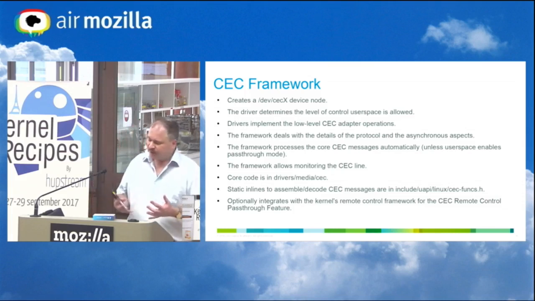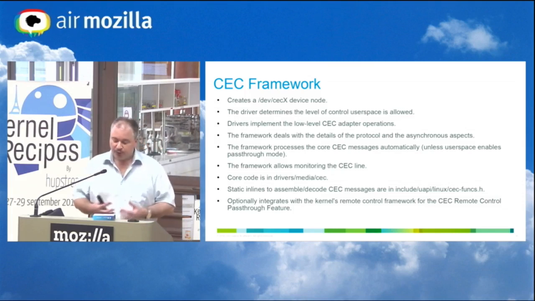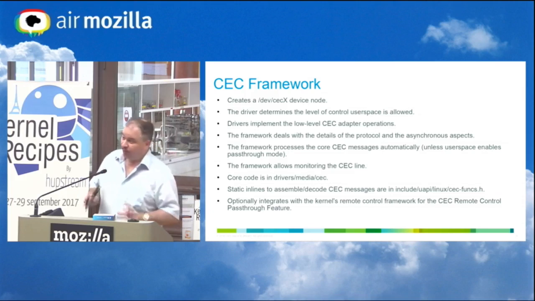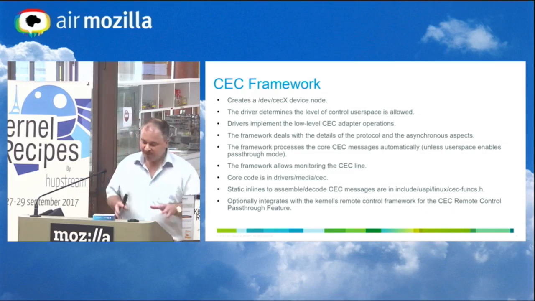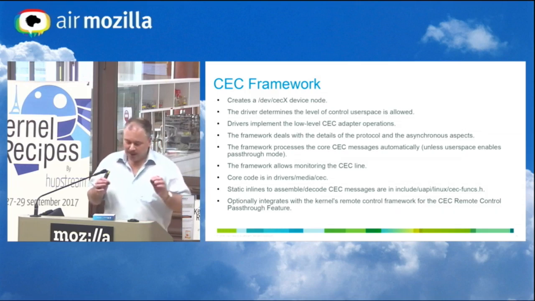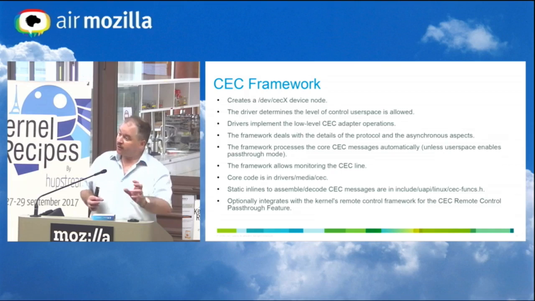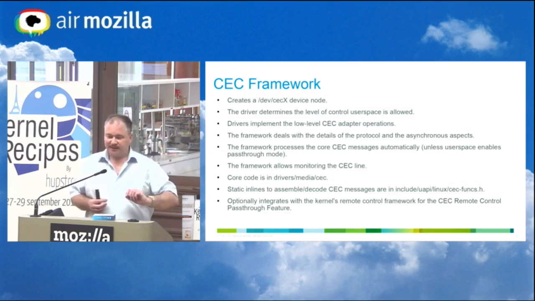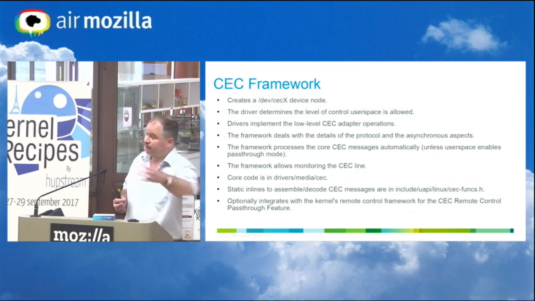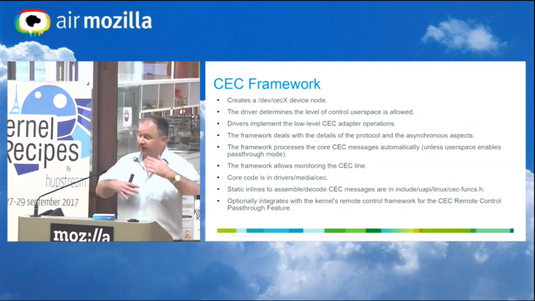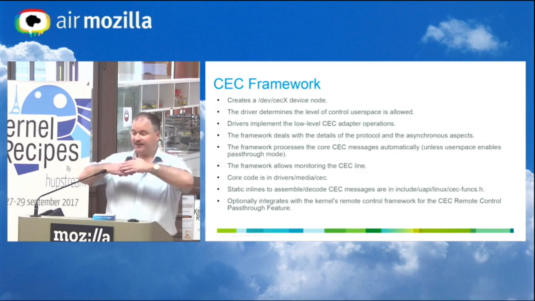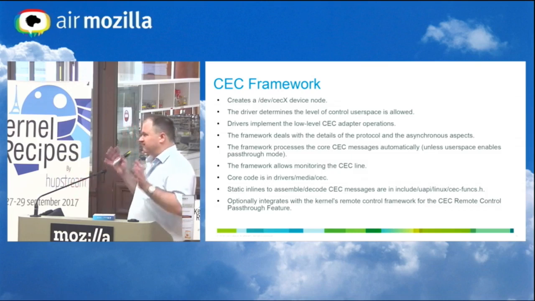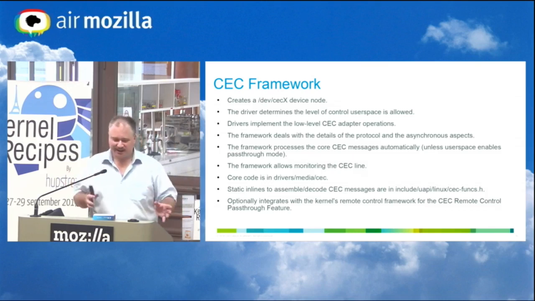I wanted to have as much of the low-level protocol interaction in the framework. Sorry, I'm skipping ahead. Drivers should only implement the low-level issues with CEC. The framework deals with the details of the protocol, and especially with the asynchronous aspects, because it is so slow. You don't want to do any blocking waits. And if you send a transmit and you expect a reply, there may be other messages in between the transmit and the reply. You want the framework to be able to figure out which transmit a reply belongs to. You don't want to do that in user space, because it's a lot of work, it's asynchronous, always tricky. Let the framework do that for you.